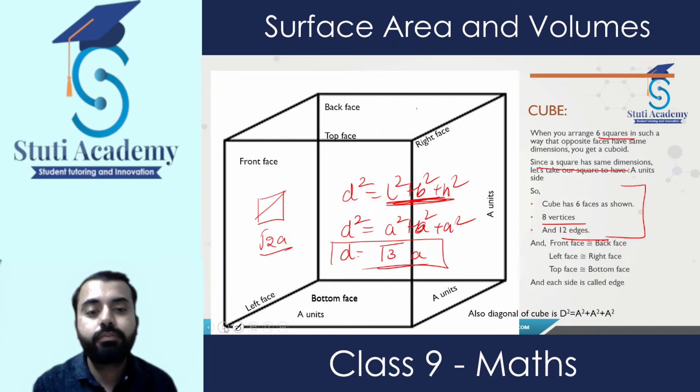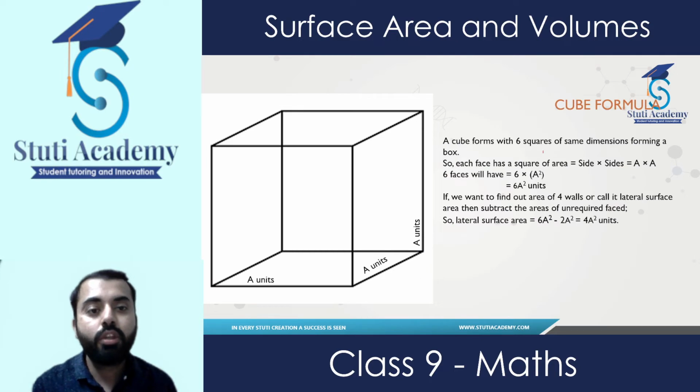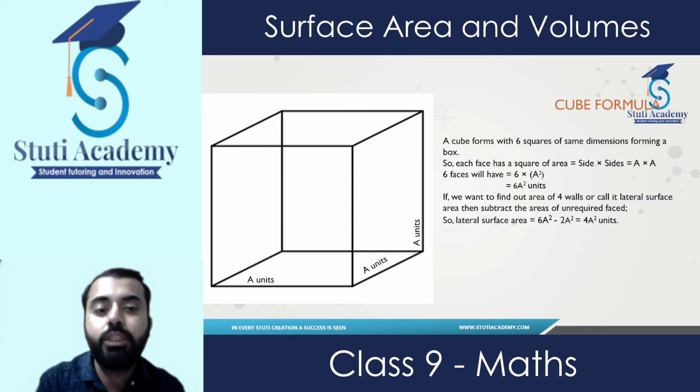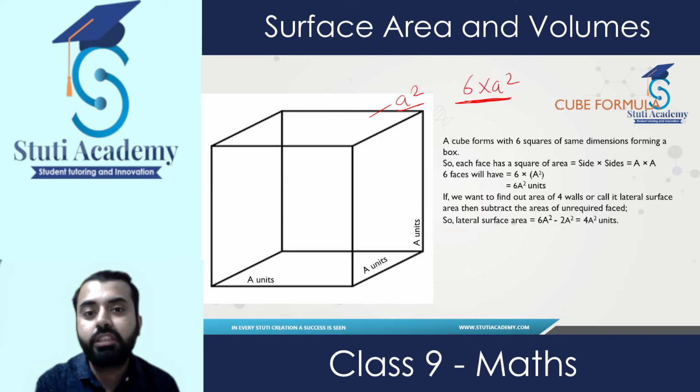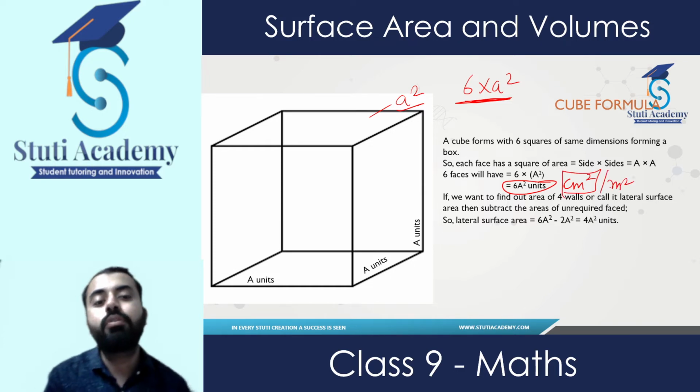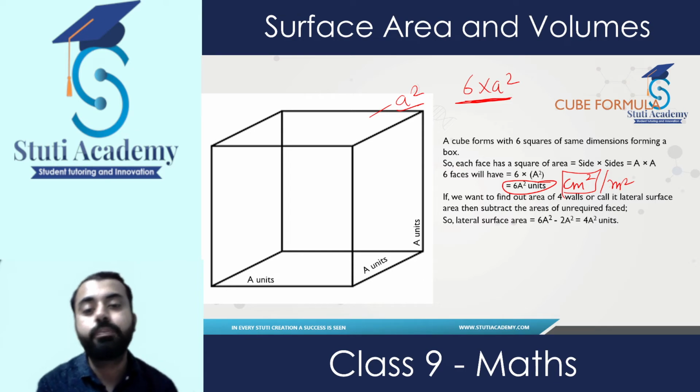Now let's see how its formula is derived. Since a cube has six squares of equal dimension and the area of a square is what? It is a square. That means its area will be what? Six faces, the area of each is a square, so the total is 6a square. But this is an area, so it will be only in square units: centimeter square or meter square or even kilometer square, whatever you want, it will remain in square powers.